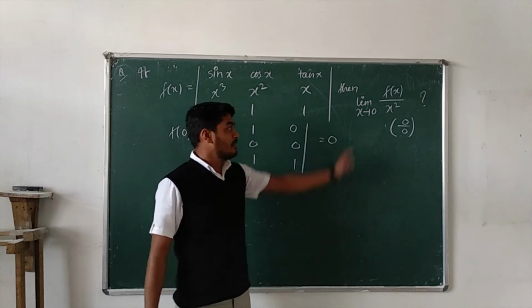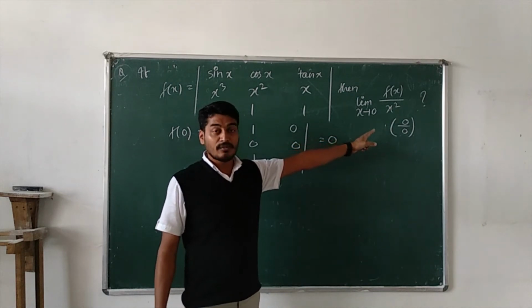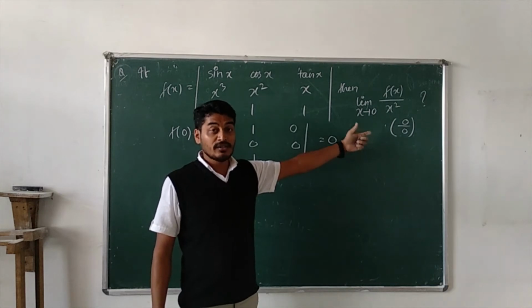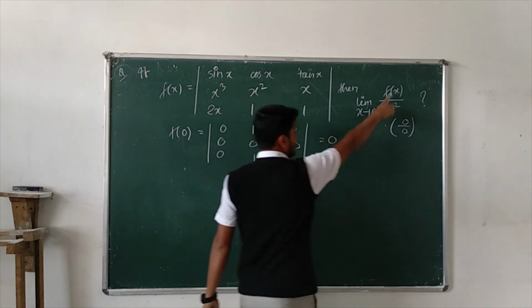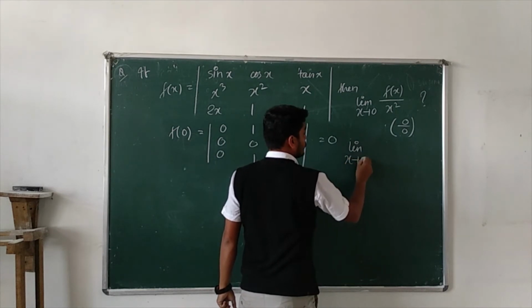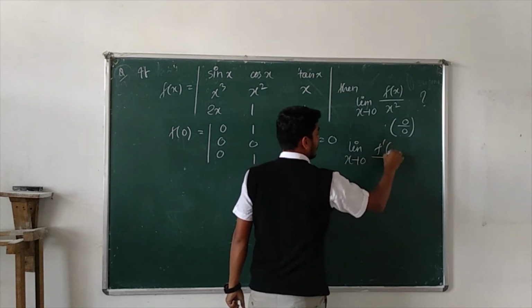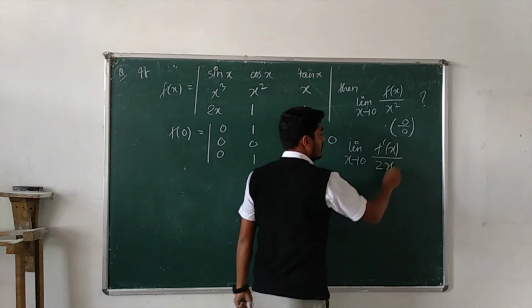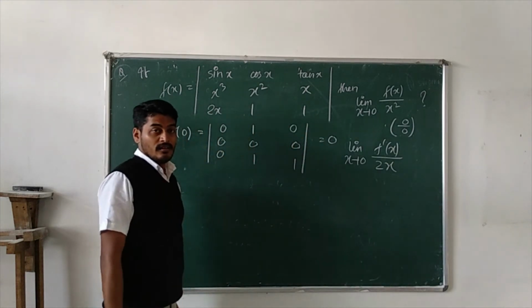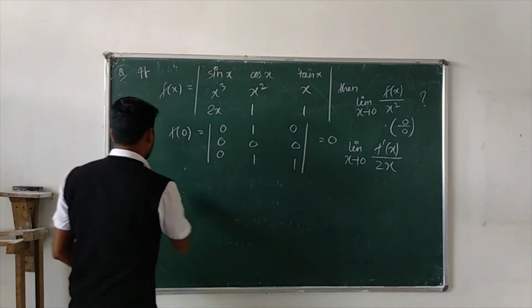We know that if the function is in indeterminate form, we have to apply L'Hospital's rule. That is, we try to differentiate. As this one is of 0 by 0 form, we'll find limit x tends to 0 of f dash x by 2x. Now let's first try to find the value of f dash x. So what is the value of f dash x?